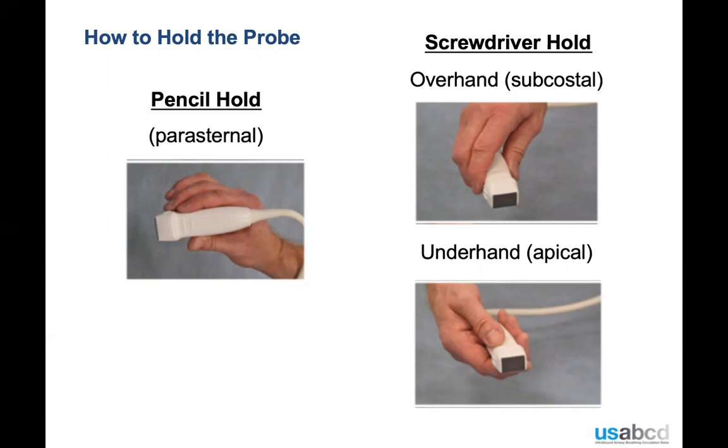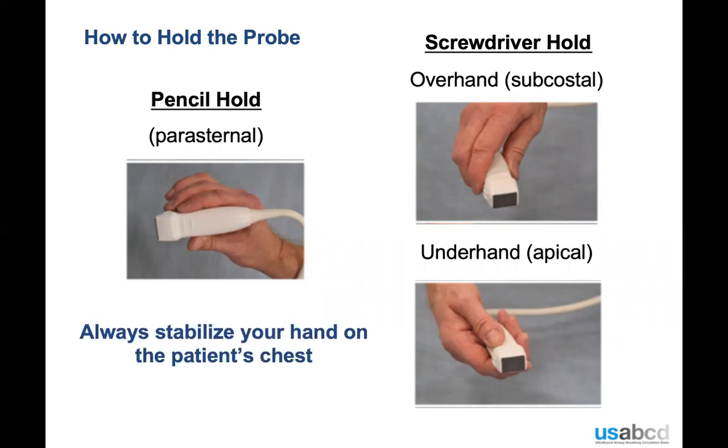We're going to use that overhand hold when we do the subcostal imaging, because you're almost putting that probe parallel to or touching the patient, so you'll need to have your hand out of the way to get that image. And then the underhand hold with the apical view, because we're starting on the left side of the patient, and that allows us to appropriately put the probe where it needs to be.